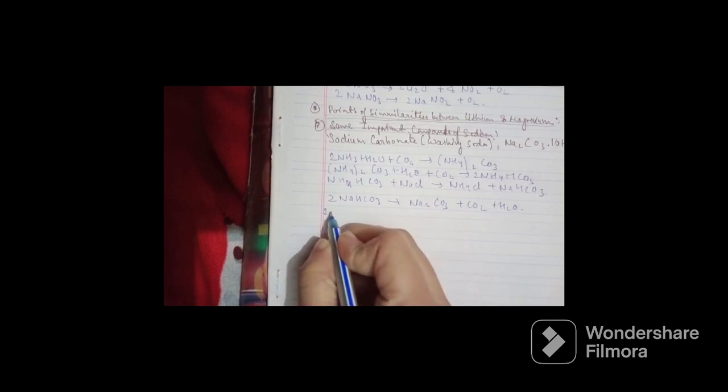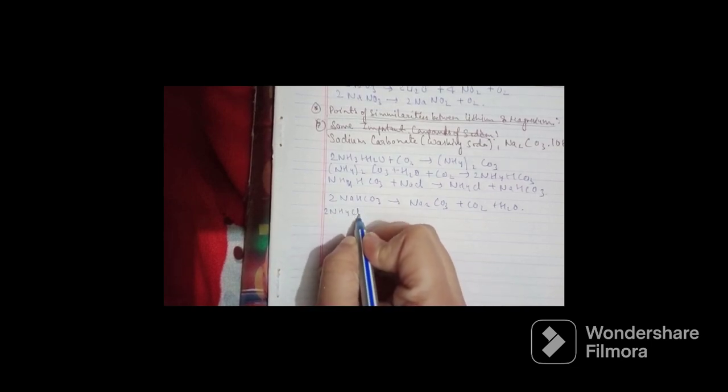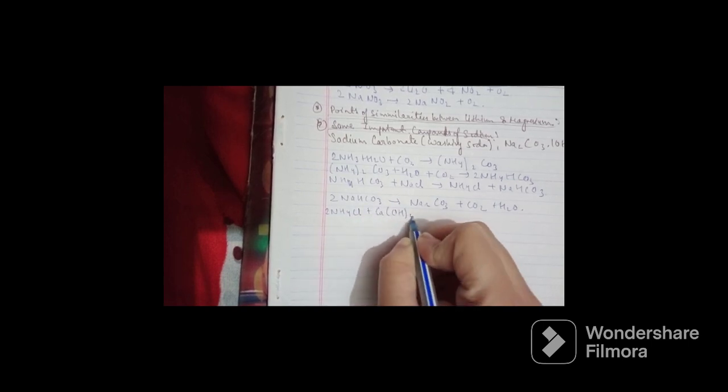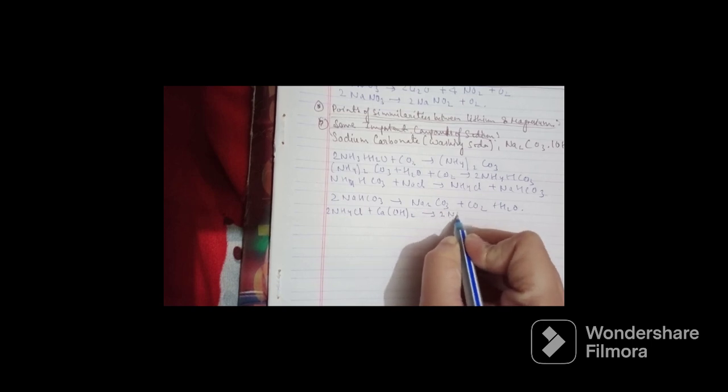In the same way, in this process, NH3 is recovered when the solution containing NH4Cl is treated with Ca(OH)2, and calcium chloride is obtained as a byproduct. That will be 2NH4Cl plus Ca(OH)2 give 2NH3 plus CaCl2 plus 2H2O.